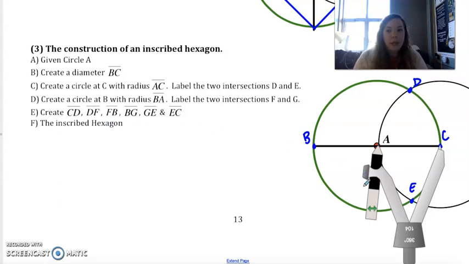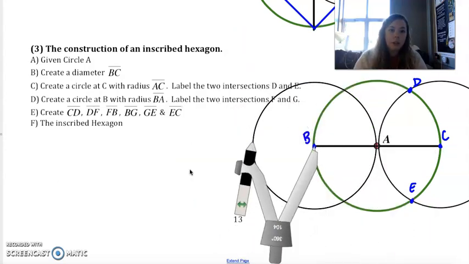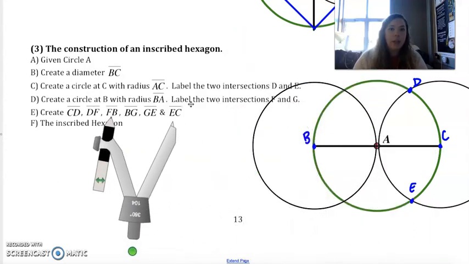Create a circle at B with radius AB. Since it's already the radius, it should be the same. So I'm going to put my pointer at B and make a circle. Label those two intersections F and G. This should make some sense to us because a triangle had 3 sides and a hexagon has 6. So we're taking what we did before with the equilateral triangle and duplicating the sides. We're doing two circles instead of just the one. Then I labeled these two points F and G, and it looks like we just need to connect them.